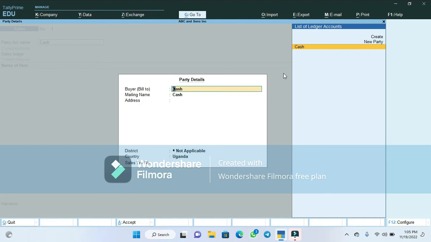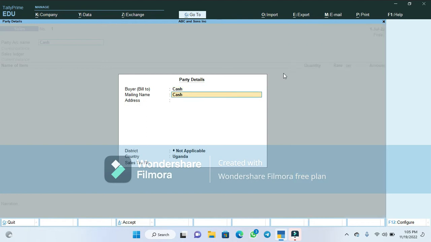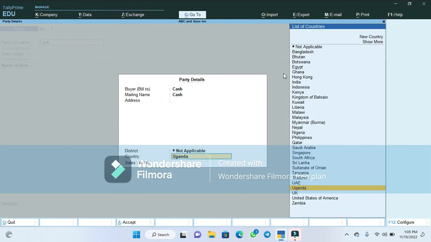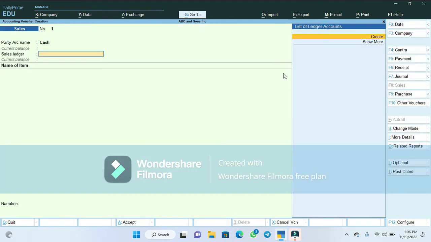It will show you the party details, buyer or bill to. We might decide to leave it anonymous, or you can select which party is buying. So let us leave it as cash. Mailing name cash, etc, etc. Country Uganda, sales tax number, we ignore that. Then the sales ledger shows that it's either a cash sale or a credit sale.